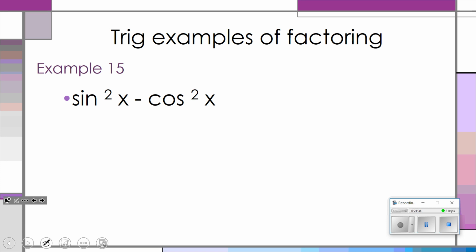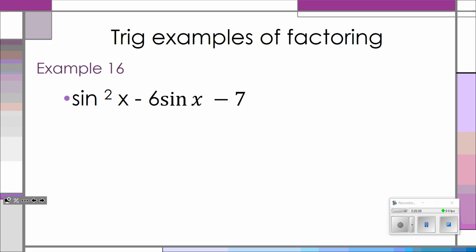Okay? So we have sine squared x minus cosine squared x. If I wanted to factor this, do you have a thought? You can't take out an x because the x is part of the cosine of x. Does that make sense? So you're thinking, what other kind of factoring might it be? Okay, so I would say that this is a difference of two squares.